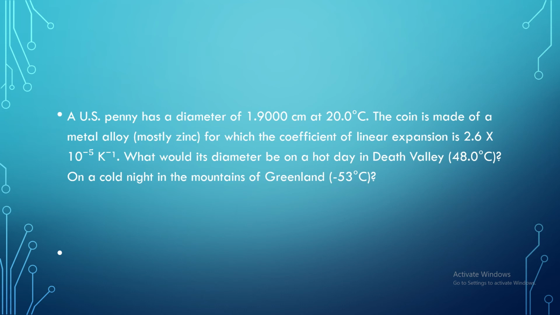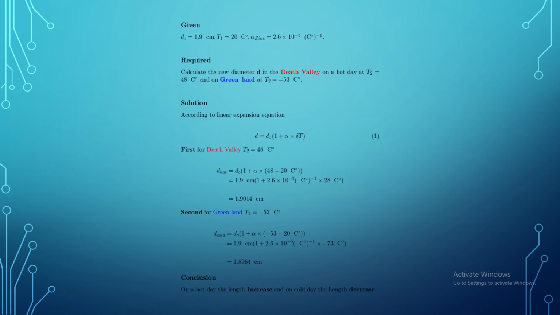Problem 3. A US penny has a diameter of 1.9 cm at 20 degrees Celsius. The coin is made out of a metal alloy, mostly zinc, for which the coefficient of linear expansion is 2.6 times 10 raised to negative 5 per Kelvin. What would be the diameter on a hot day in Death Valley, which is 48 degrees Celsius, and on a cold night in the mountains of Greenland, which is negative 53 degrees Celsius?